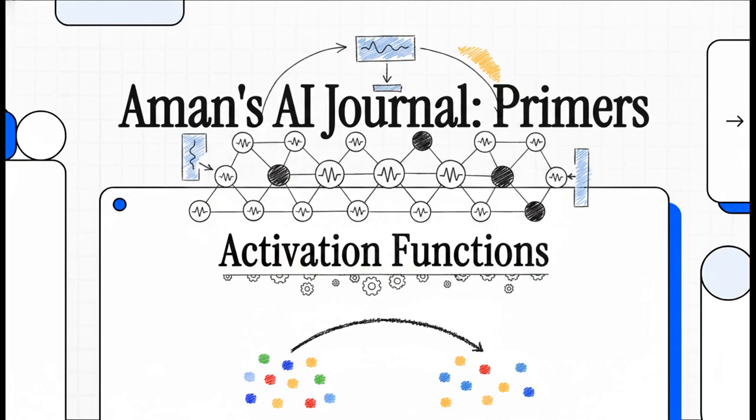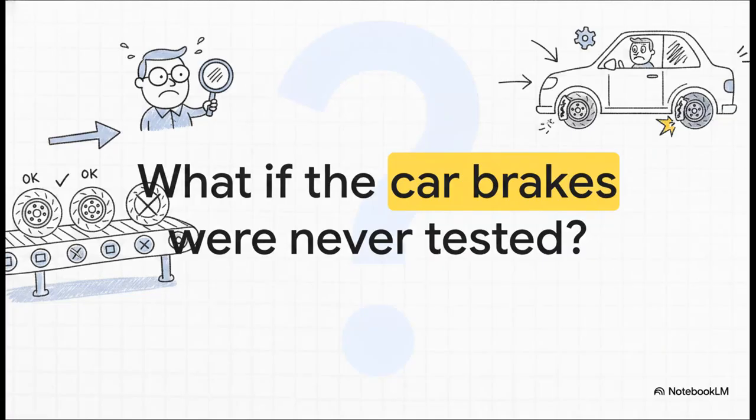We are literally going to look under the hood of neural networks to see what actually makes them tick. Have you ever wondered how an AI decides what information is important and what, well, isn't? Today, we're decoding a brilliant primer from Amon's AI journal, and it's all about activation functions. To really grasp why these functions matter, let's start with a mental picture from the journal.